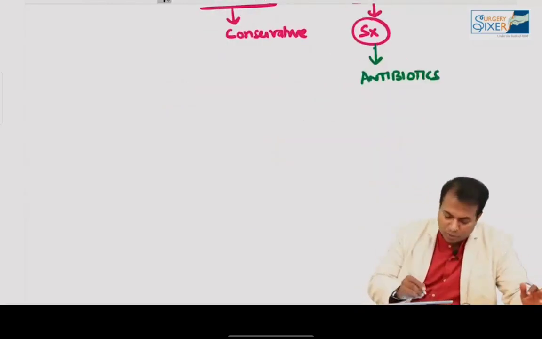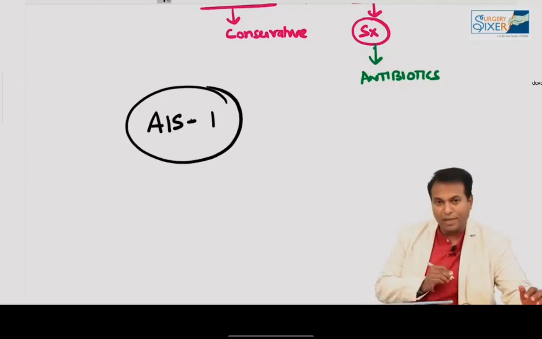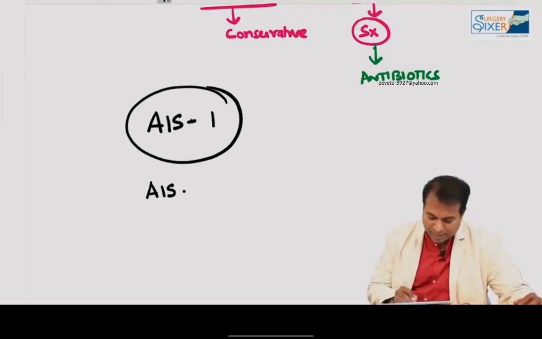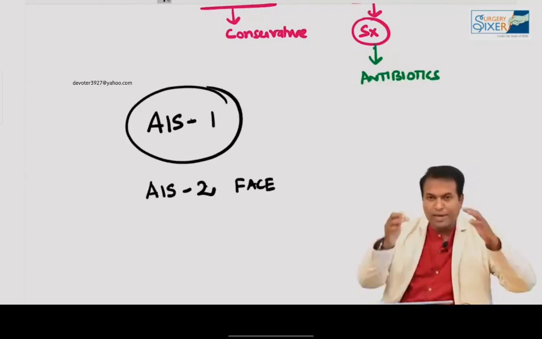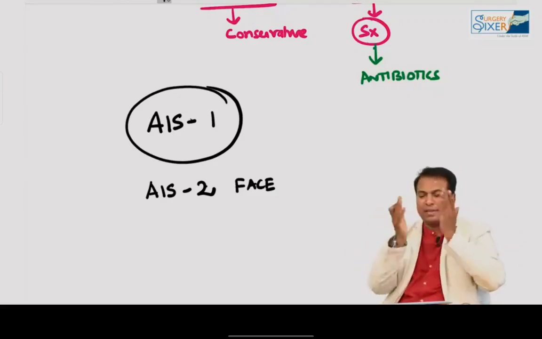So these are the points I want you to know from AIS 1, which is known as head injury. The next injury is AIS 2, known as face injury. A hit on the face like this is known as AIS 2.